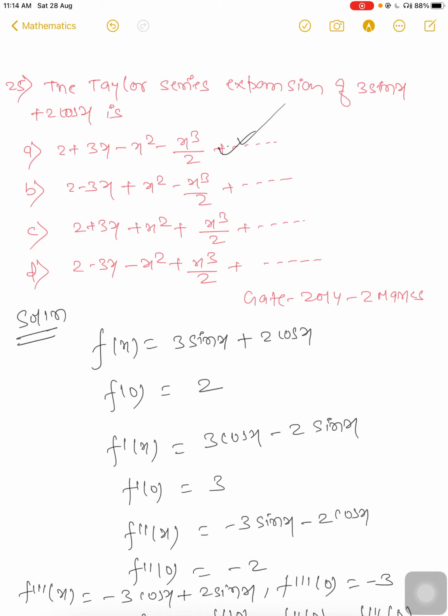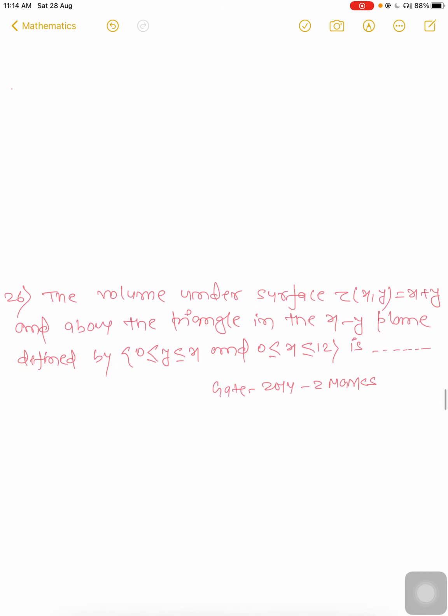Option A will be the right answer. This one is a basic formula question only.